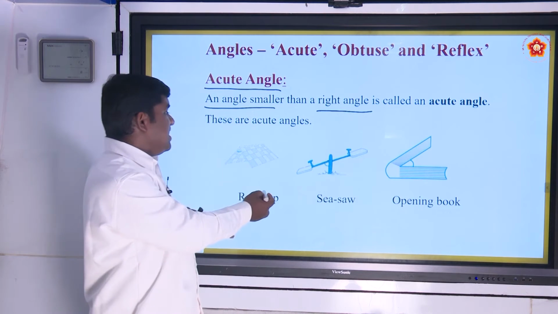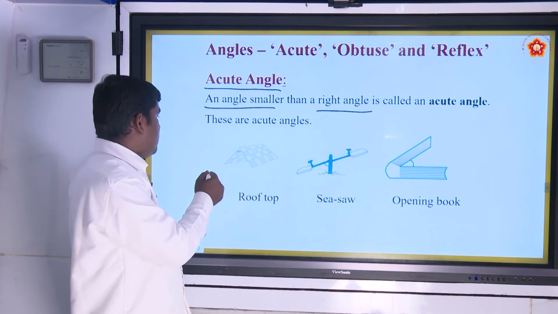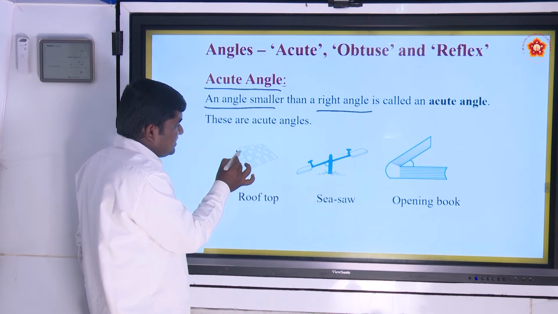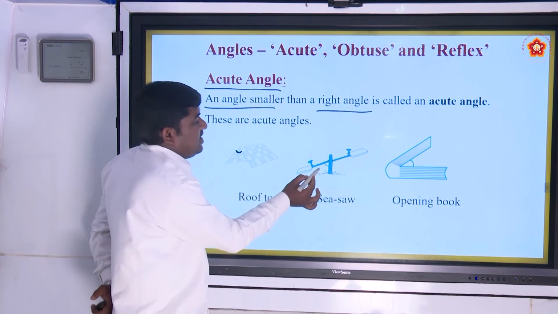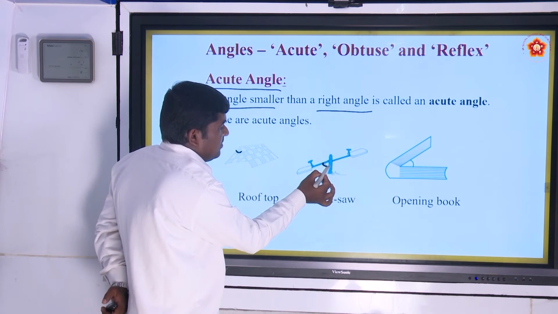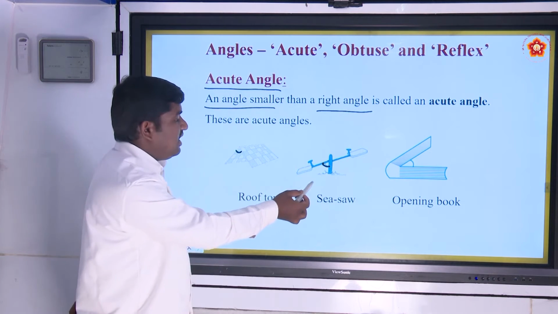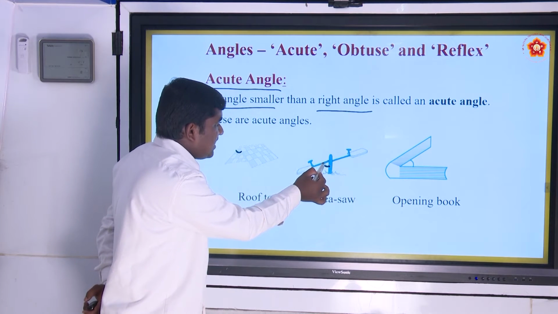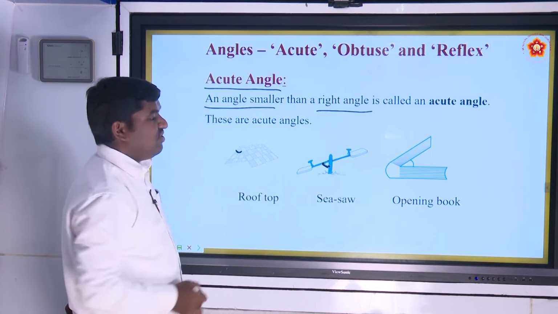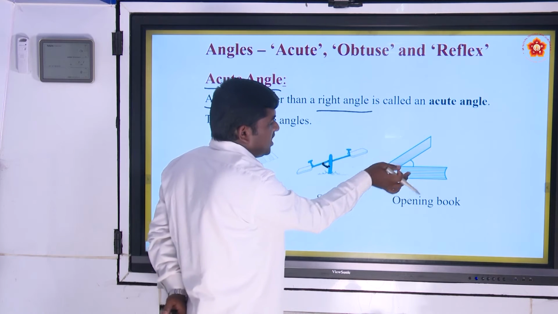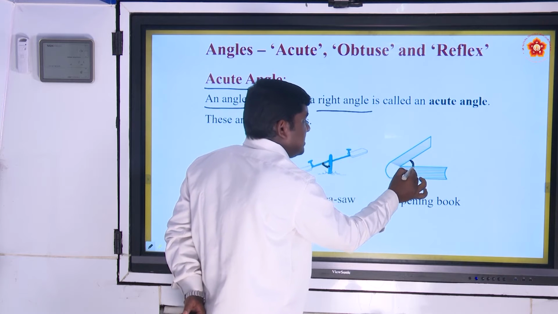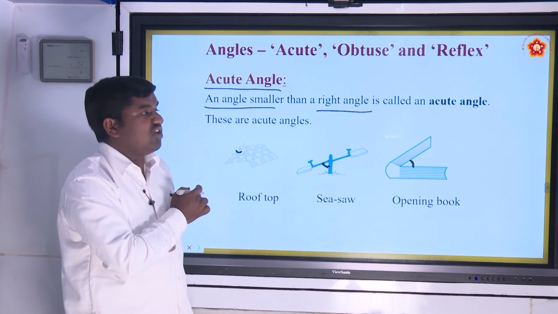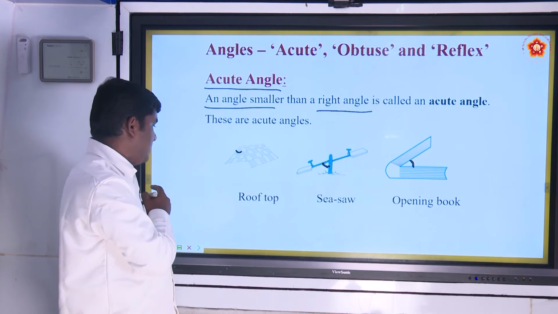See, these are the examples. Rooftop: see here, this angle is less than a right angle. See here, this angle, seesaw, is also less than a right angle. So it's called an acute angle. Suppose opening a book, the angle between two pages is also an acute angle.